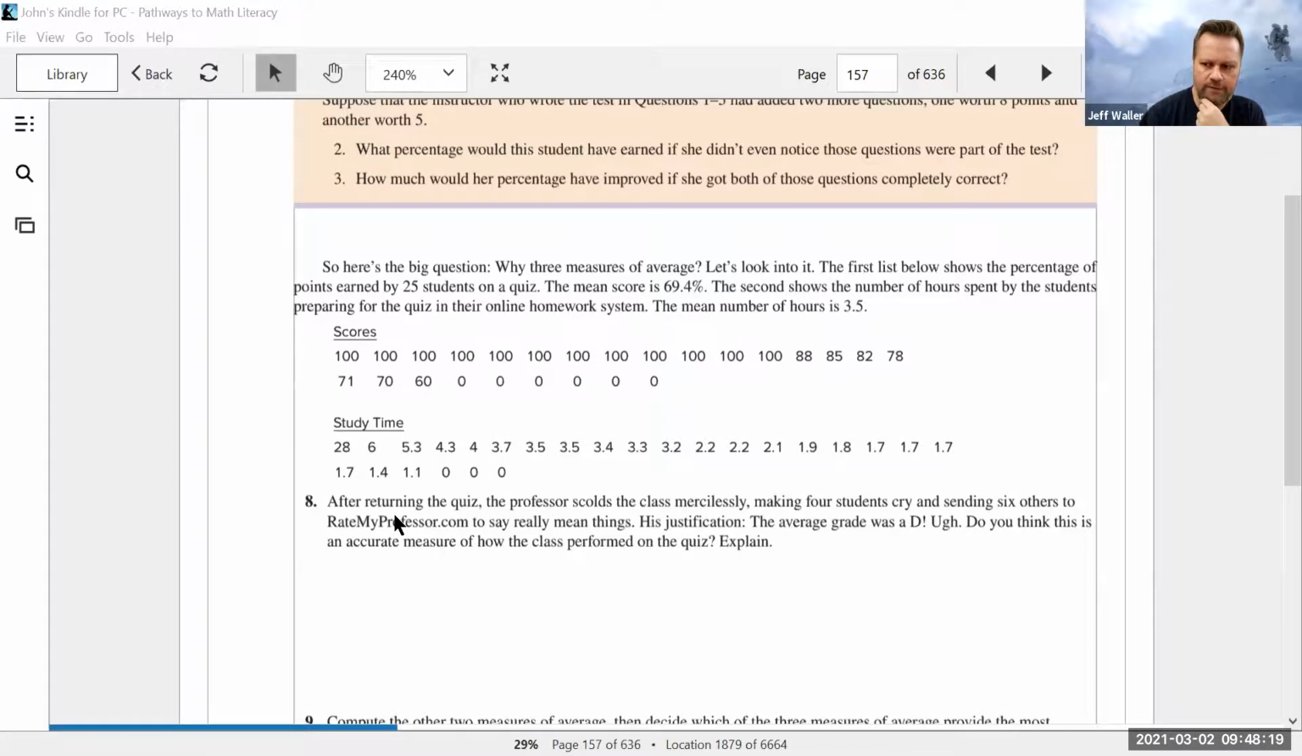So let's look at this. The professor scolds the class, making 4 students cry and sending 6 others to ratemyprofessor.com to say really mean things. His justification: the average grade was a D. Do you think this is an accurate measure of how the class performed on the quiz? Is the 69.4 average an accurate measure of everybody's performance? No. What are 2 things you could do to get a more accurate measure of their performance?